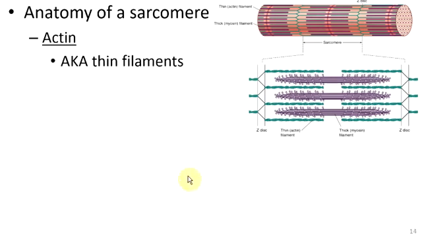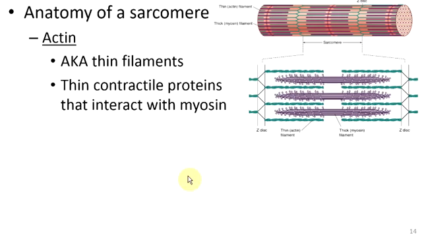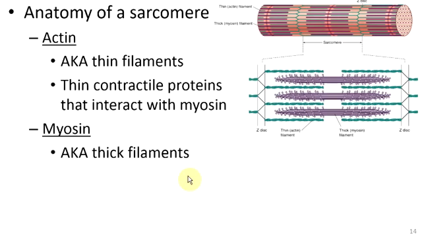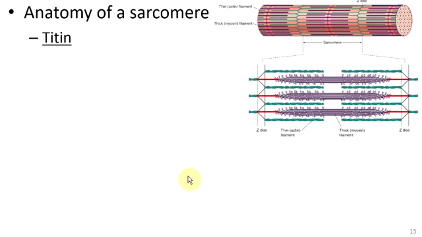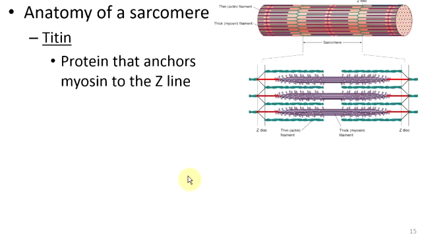Okay, so let's start talking about actin first. These are also known as thin filaments for obvious reasons, and they interact with the myosin, which is the purplish colored ones there. Myosin are called thick filaments because they're obviously the thicker ones. Now, this picture isn't in your book, so I added these red lines here to show you what titin is, and titin is T-I-T-I-N, not T-I-T-A-N like the Greek gods. But it's the protein that anchors the myosin to the Z disc or Z line.